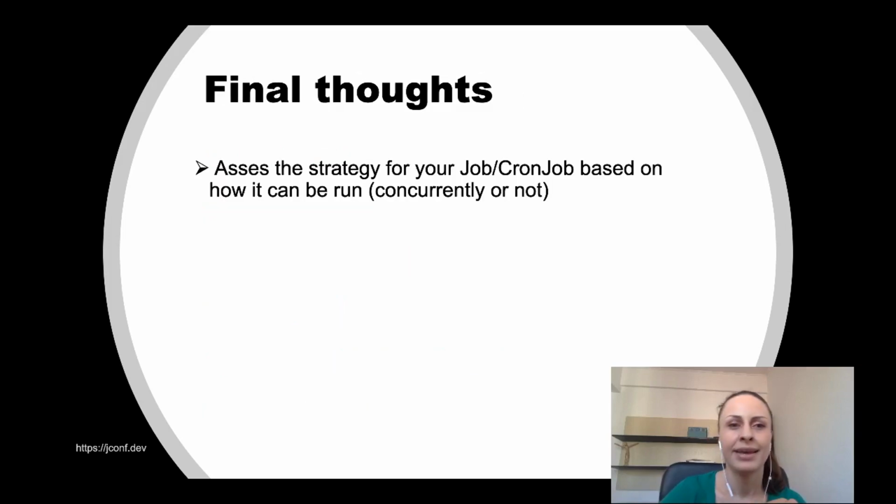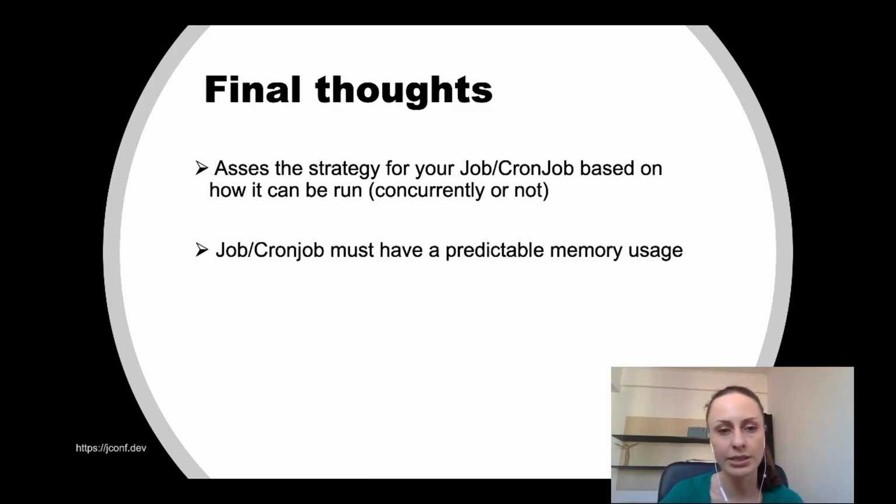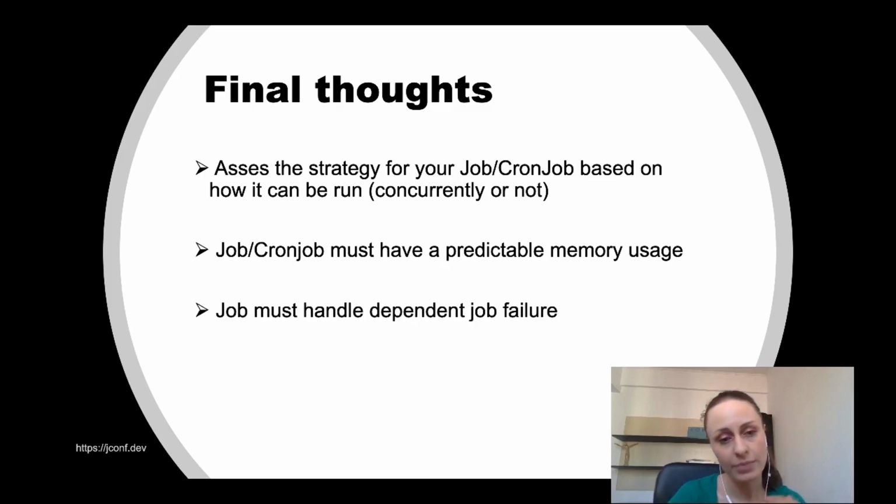And that being said, my final thoughts on this presentation are that you should assess the strategy for your job and cron job based on how you can run it, if it should be concurrent or not. I mean those completions and parallelism, how to set them. Also be aware that the job and the cron job are also using memory of Kubernetes. And as before you were thinking on how you were using the memory of the operating system where you were deploying your job, or the memory of your application server, right now you have to also think in a predictable way for working with Kubernetes as well.